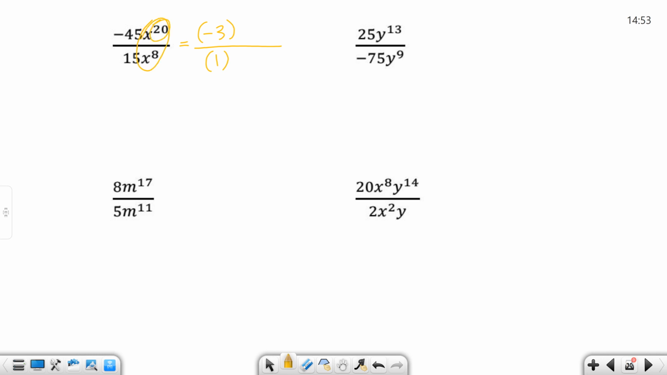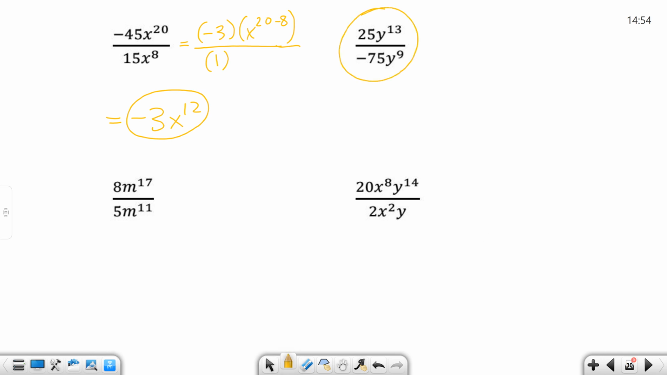X's, where are the more x's? Up top in the numerator, right? So that means we're going to have x's left over up here. It's going to be x to the 20 minus 8. Big parenthesis. Okay? So that leaves me, look, if there's only a 1 in the bottom of the denominator, guess what? I don't have a fraction anymore. This is just going to be negative 3x to the 12, right? Because 20 minus 8 is 12. So negative 3x to the 12th.